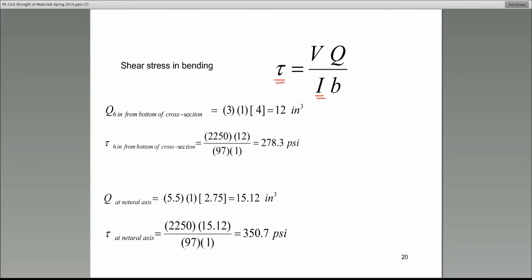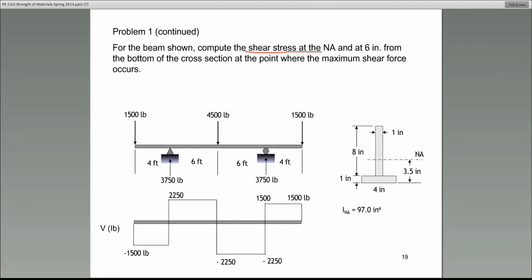Then, what about B? B in the denominator, this thing is the width of the cross-section. It is the width of the cross-section. All right? Now, this concept of width of the cross-section is interesting because I'm going to go back and ask you a question here. This is slide number 19. Everybody, please, take a look at slide number 19.